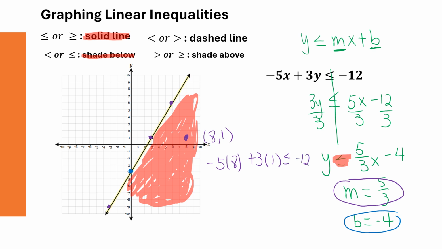Well, let's see. Negative 5 times 8 is negative 40, plus 3 times 1 is 3, which should be less than or equal to negative 12. Negative 40 plus 3 gives you negative 37, which is definitely less than or equal to negative 12. So therefore, we have shaded our region correctly.